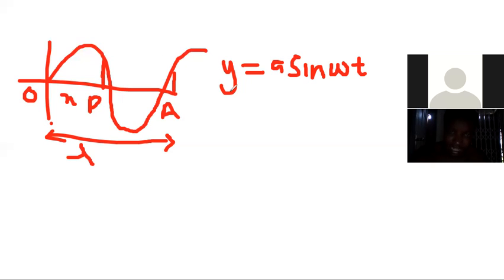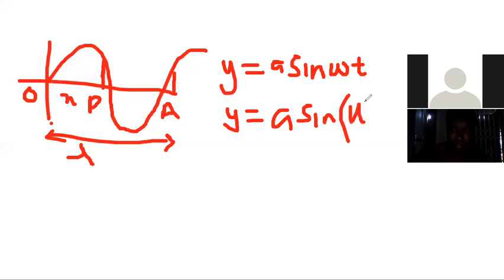So the displacement will be a sine omega t. Now because the particle P lags on O, there will be a minus, because we are talking about the full thing. So there's the angle here. This will be a sine omega t minus this, where this is the phase angle by which this one is lagging on the origin.